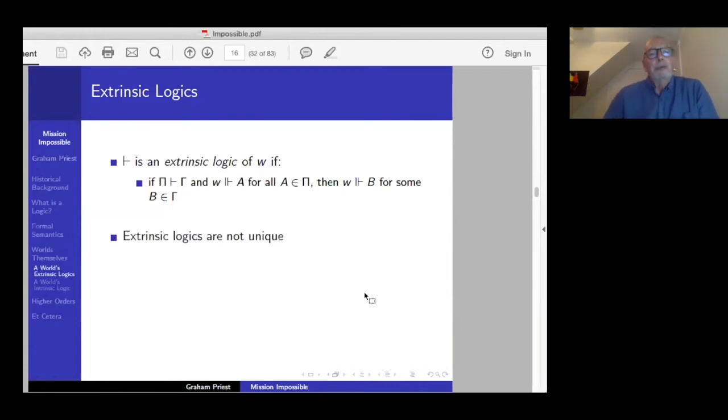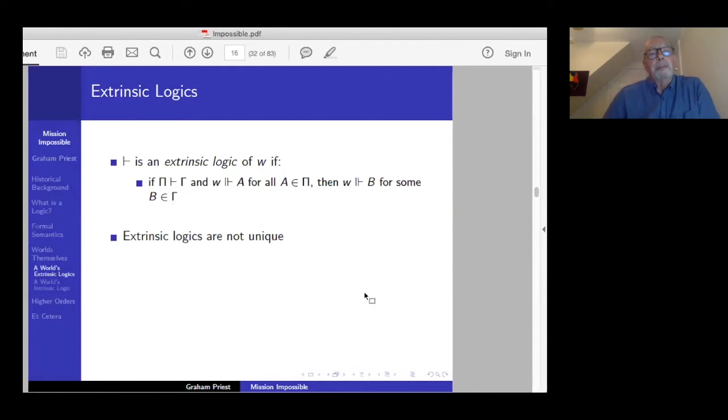Now, as would be pretty obvious if you think about it for a minute, intrinsic logics are not unique. Because if turnstile is an intrinsic logic, then any sublogic is going to be an intrinsic logic too. Let me just say at this point that I'm assuming that a world has one logic. Now, if you are a logical pluralist, you may balk at this. And again, if we get around to the optional extras at the end of the talk, I'll address this, but let's keep things simple for now. I'm assuming that every world has a unique logic, just as every world, I assume, has a unique set of laws of nature.